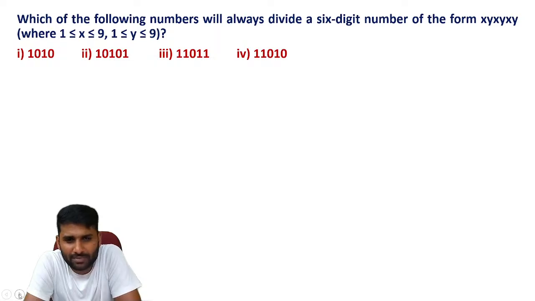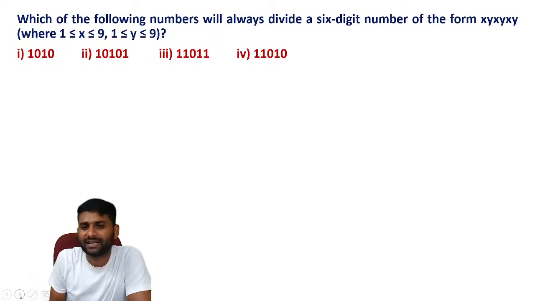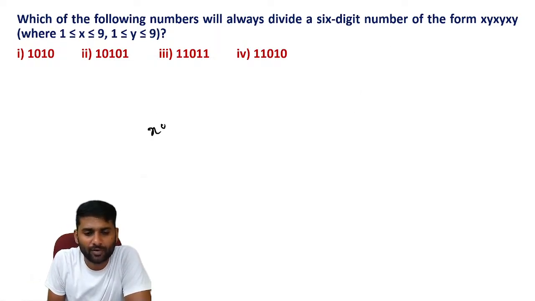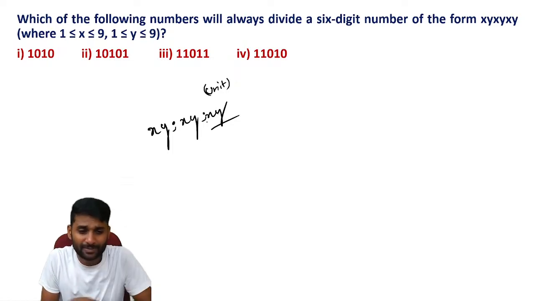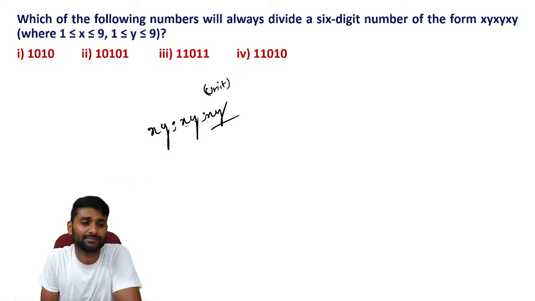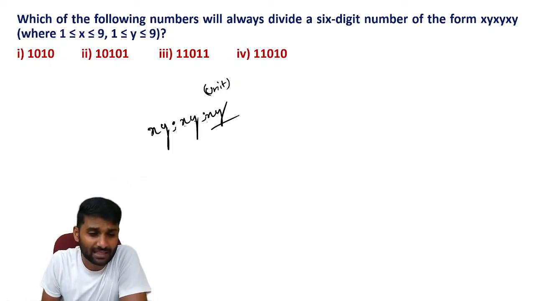Which of the following numbers will always divide a 6-digit number of the form xyxyxy? Let's split it into 3 parts. Let's consider the units place value and hundreds place value combined. So this is all about units place and tens place, 100 and 1000, 10,000 and 1 lakh. If you are interested, you can multiply that value.